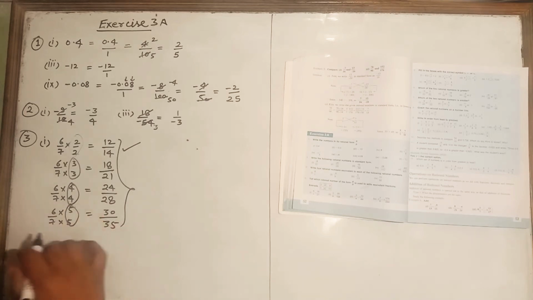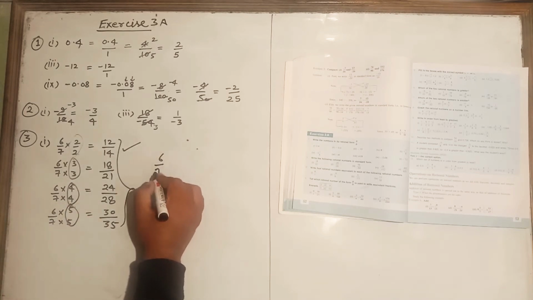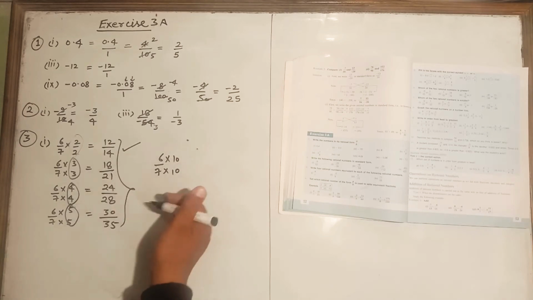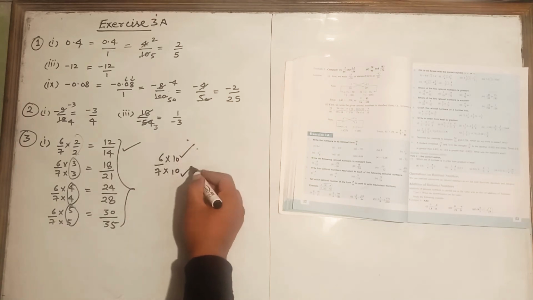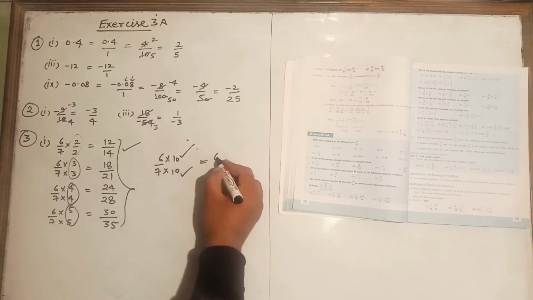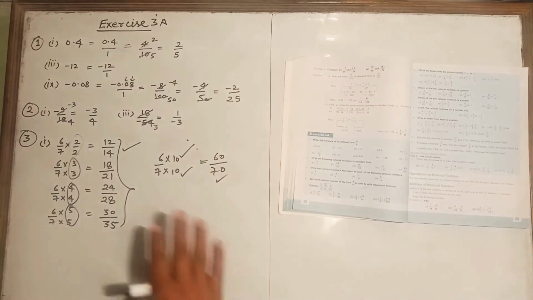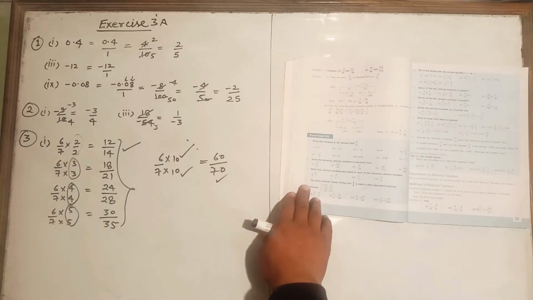You can also write 6 upon 7 and multiply both with 10, whatever the number, but the numerator and denominator should be the same. It will be 6 times 60, 7 times 70. This also can be included in the same way. You can do the other part.